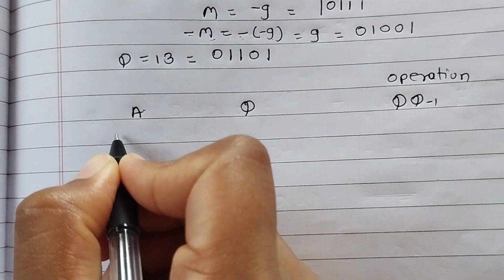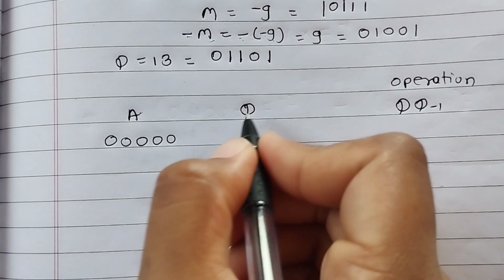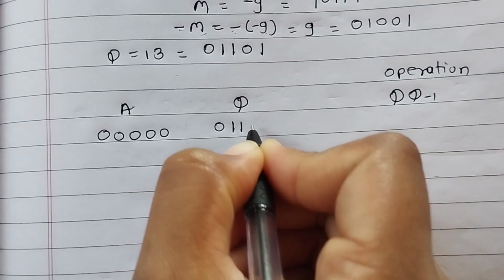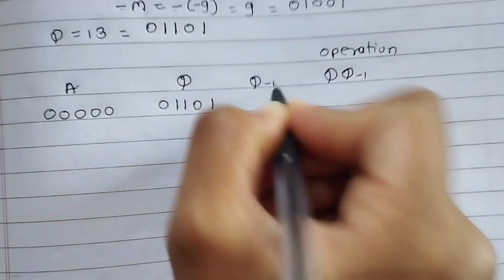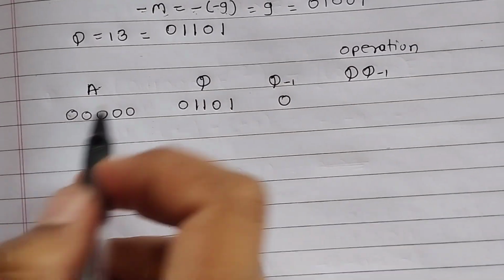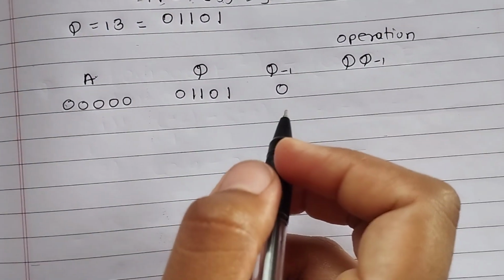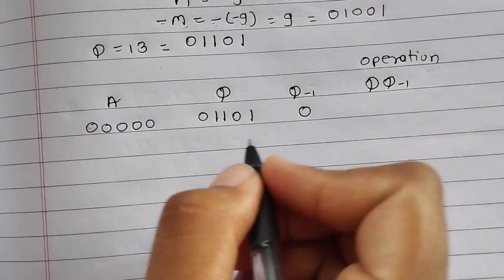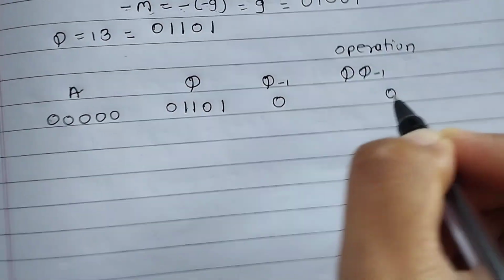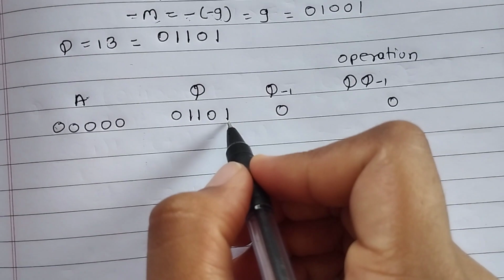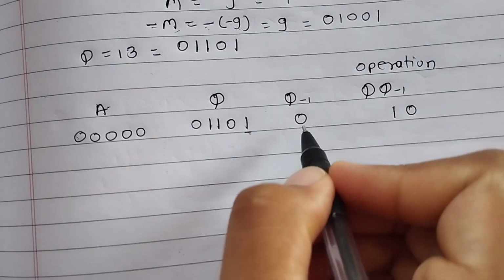So initially our A is 0 0 0 0 0, these 5 bits of A, and Q is 0 1 1 0 1, and also we see initially Q minus 1 is equal to 0, means A is equal to 0, Q is given in our question, and Q minus 1 is equal to 0. So we want Q and Q minus 1. Q minus 1 is 0, and Q's last bit, means rightmost bit, which is present right here, this is the Q and Q minus 1, so 1 and 0.